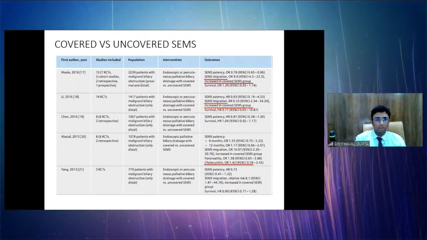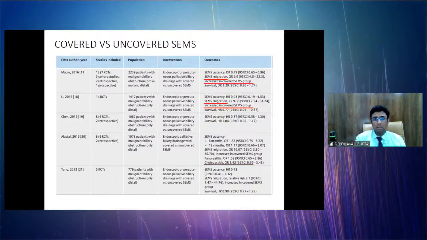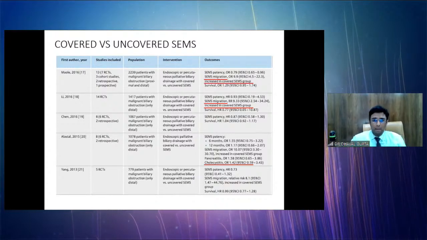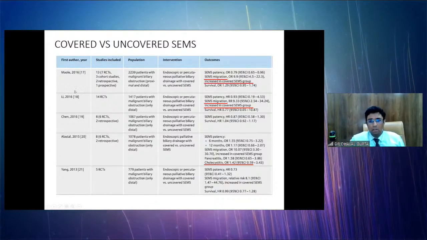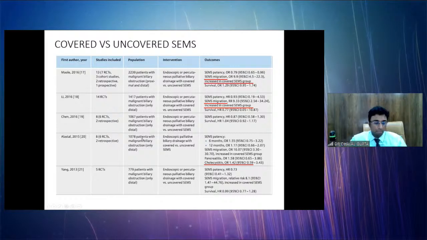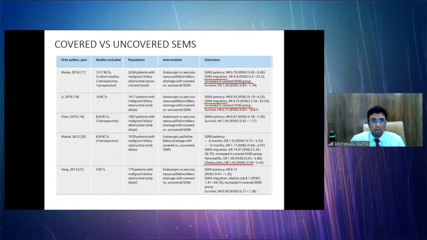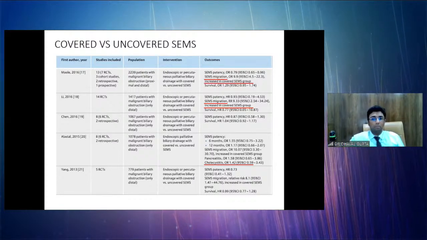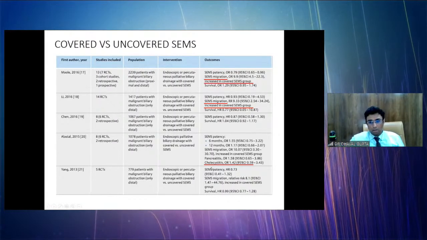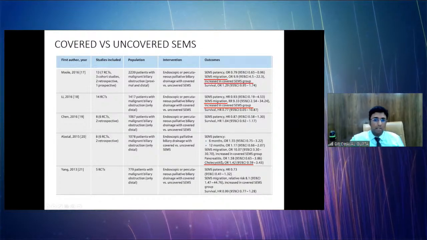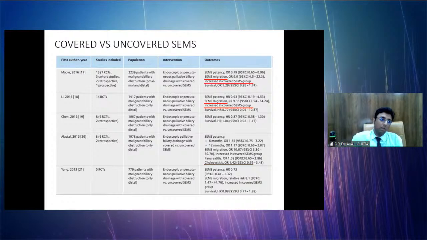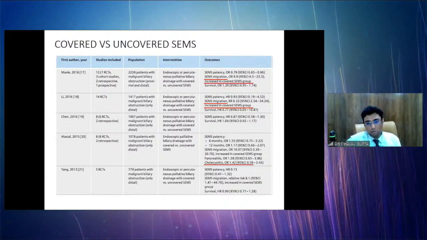Now, comparison between covered and uncovered stents. In many studies, they have shown increased migration with the covered stent. But in a lot of analyses, they have shown no such correlation. And there was a risk of cholecystitis with the covered stent. But if we keep the stent below the cystic duct origin, then this can also be avoided.